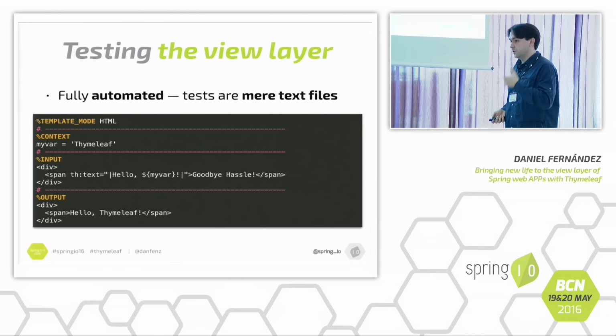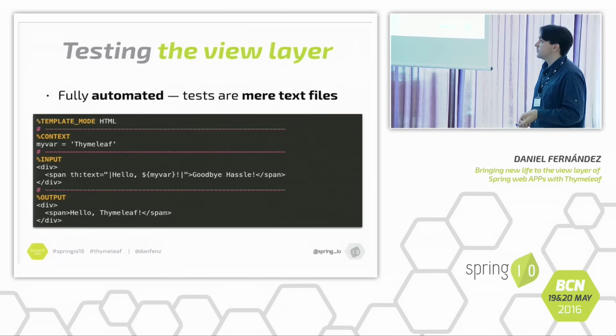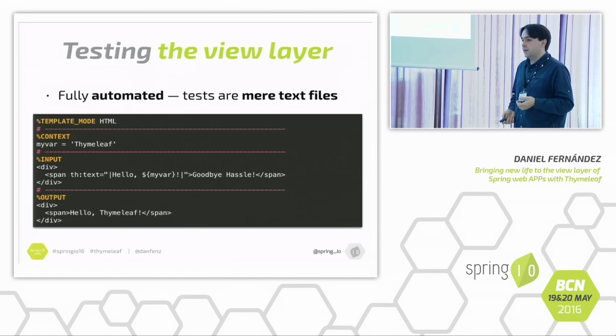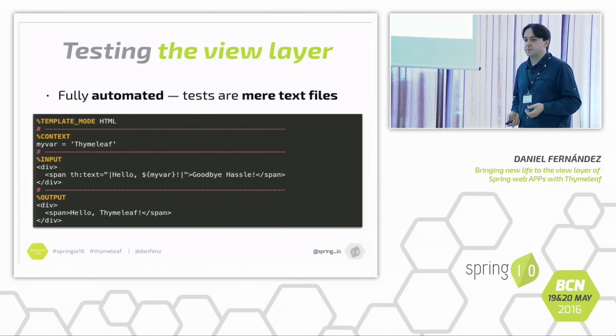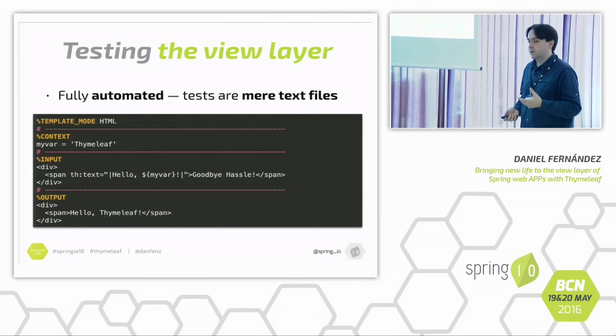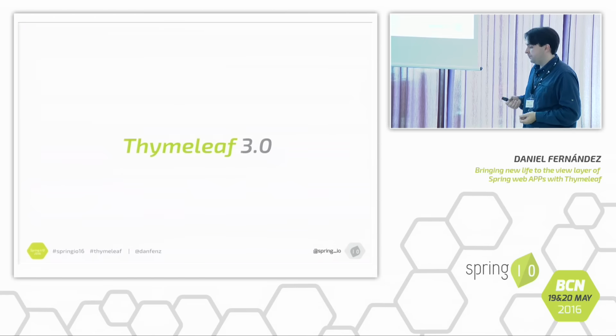That's something actually we do. We have some 4,000 and something tests of this kind in Thymeleaf, and we launch them from JUnit tests, and they allow us to test the functionality in Thymeleaf, but they might allow you to test the functionality in your applications, how the view layer is created in your applications. Okay, so Thymeleaf 3.